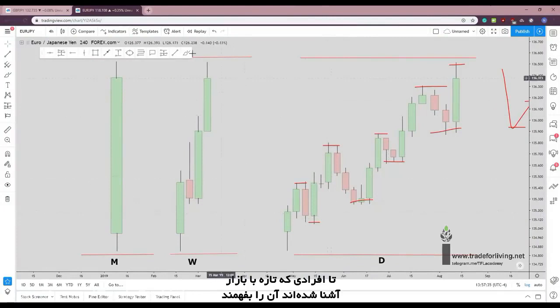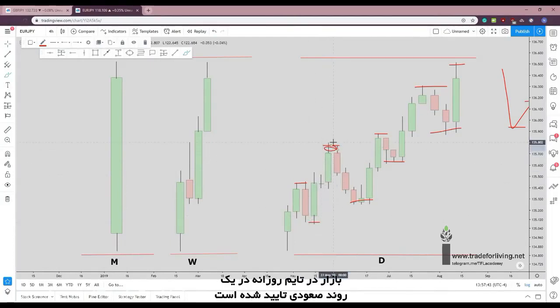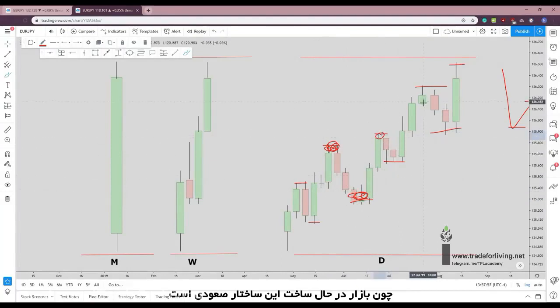Now, this is important. Why? Because if, for example, the market starts here and you see the market create this high, then you immediately know that the market is in a confirmed uptrend on the daily time frame, because the market has created a higher high, and after a higher high you're expecting a higher low, and after a higher low you're expecting a higher high, because the market is breaking structure to the upside. So this is a concept that I wanted to clear.